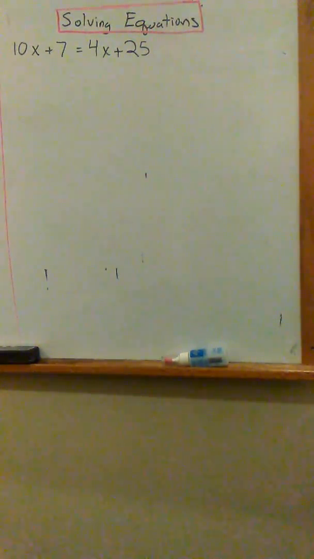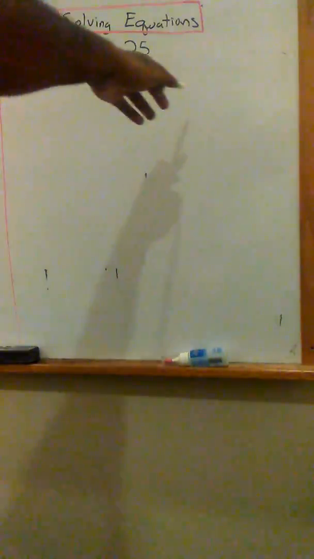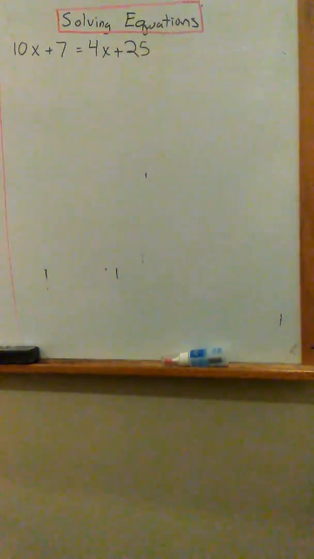Okay, so we have an equation already up there, so let's look at it. 10x plus 7 equals 4x plus 25. Okay, so the first thing you want to do when you solve an equation is make sure that everything on the left-hand side and the right-hand side are simplified.